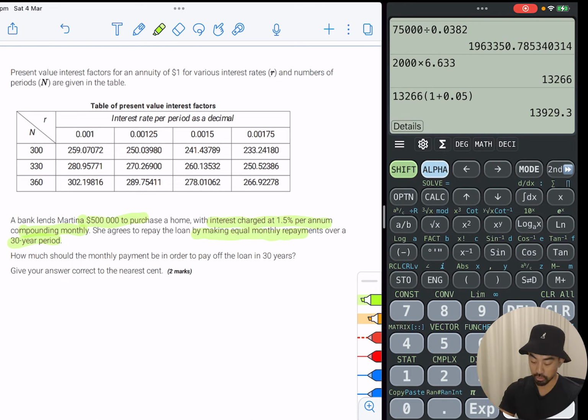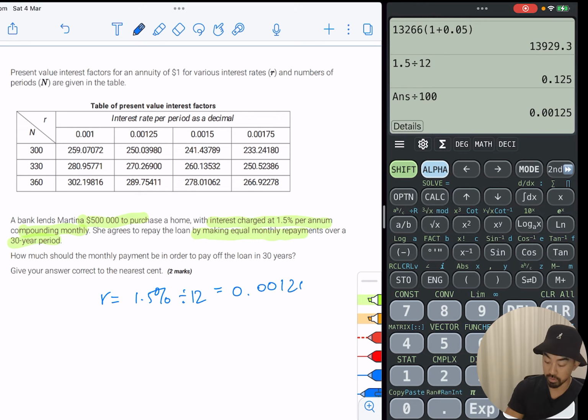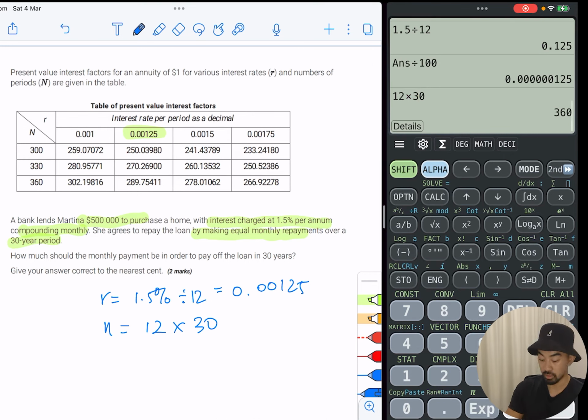Okay, so almost the same process, well, pretty much the same process we've been going. Our rate is 1.5% divided by 12 because it's per year and we're compounding monthly, or she's making monthly repayments. So that's 1.5 divided by 12, and then divide by 100 to get a decimal. 0.00125. Our N is going to be 12 months times 30 years. That's 360, yeah. So there it is.